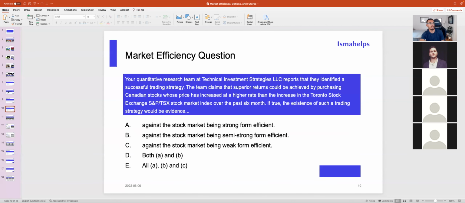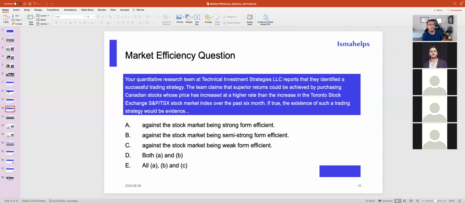And then finally, this one's a fun one. It's a long question, but it's cool. Your quantitative research team reports that they identified a successful trading strategy. The team claims that superior returns could be achieved by purchasing Canadian stocks whose prices have increased at a higher rate than the increase in the Toronto Stock Exchange S&P TSX stock market index over the past 6 months. Wow, so many words for nothing. If this is true, the existence of such a trading strategy would be evidence of what?